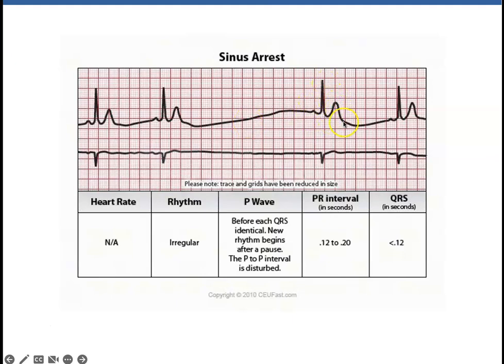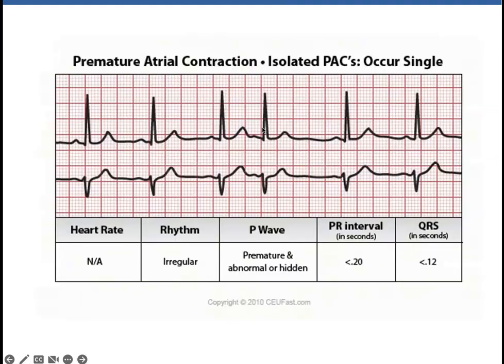P QRST, gap, P QRST, and then it's probably going to do it again. So now each QRS before is identical, but there's a pause, and then a new rhythm begins after that. This P-P interval was okay, but from here, way over here, that was disturbed. So that is a sinus arrest.